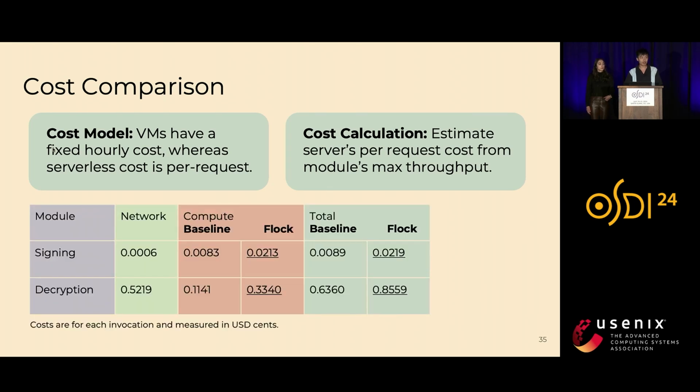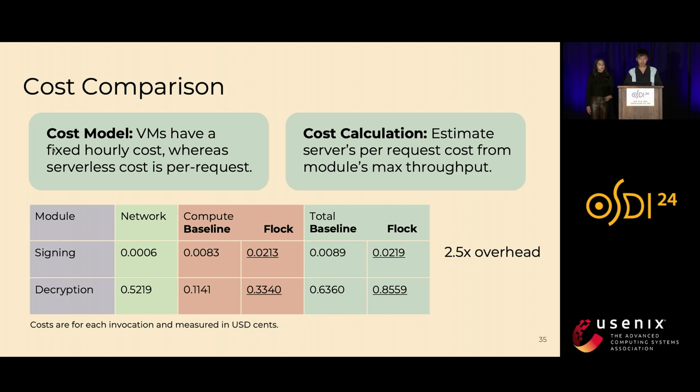And this table at the bottom shows the cost comparison for the two cryptographic modules that we support, signing and decryption. And first, we want to note that the networking costs between both Flock and baseline are the same, so the main difference comes from the difference in compute cost. So for signing, this is a relatively networking-light and compute-light protocol, and the bottleneck in cost comes from compute. And overall, Flock has a roughly 2.5x overhead per request.